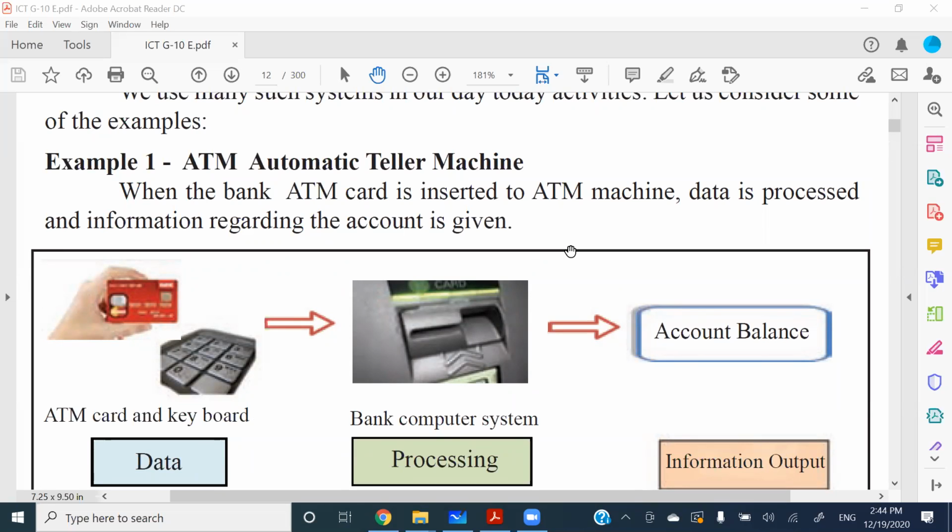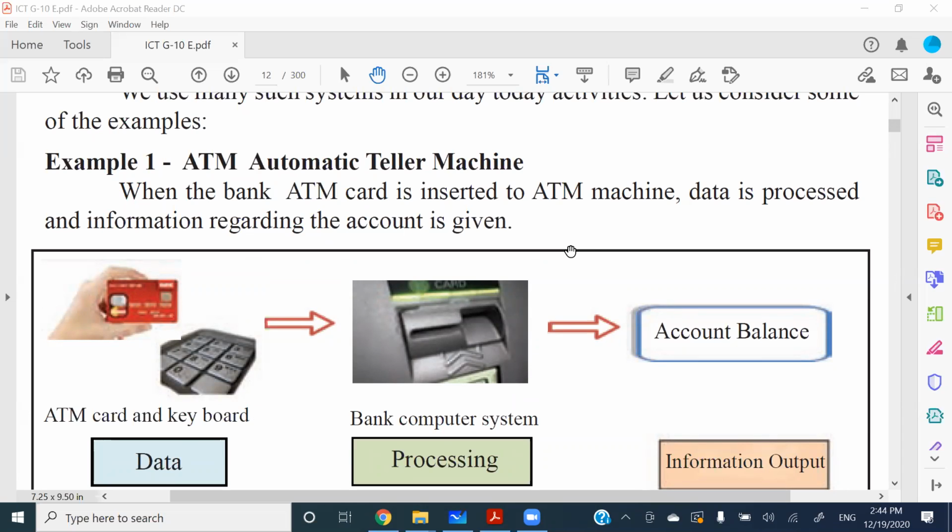Once we insert the ATM card and give the PIN number, the ATM machine's information system checks whether those things are correct. Is this the relevant PIN number for this particular ATM card? If they match each other, then you are given access to view your bank details and all these things. Otherwise, it will be rejected, right?